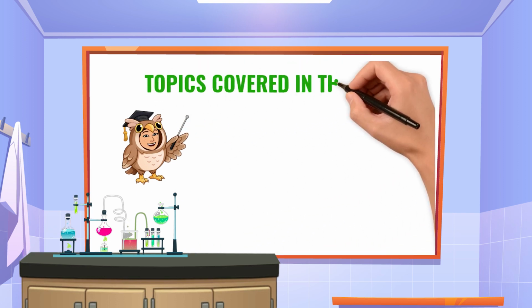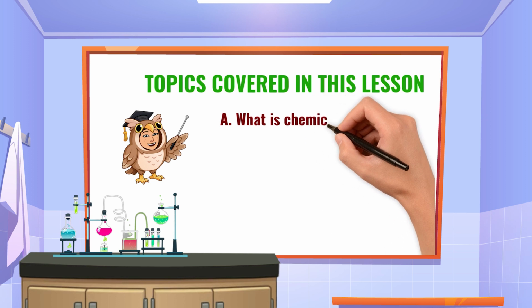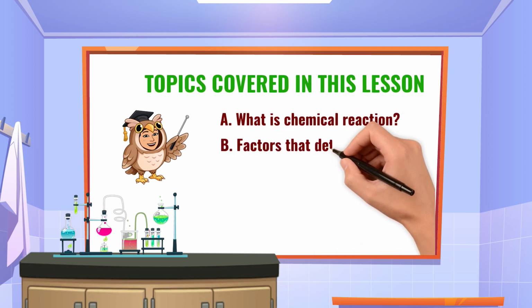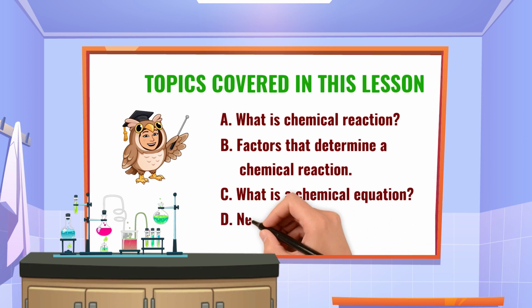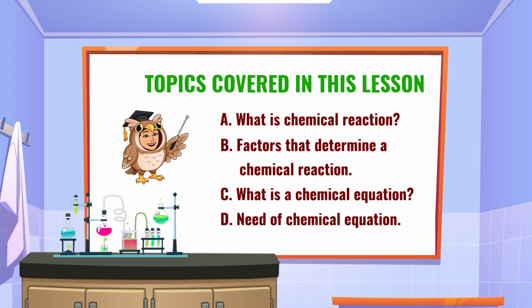In this chapter, we will be covering what is a chemical reaction, factors that determine a chemical reaction, what is a chemical equation, need of chemical equation, balanced equation.